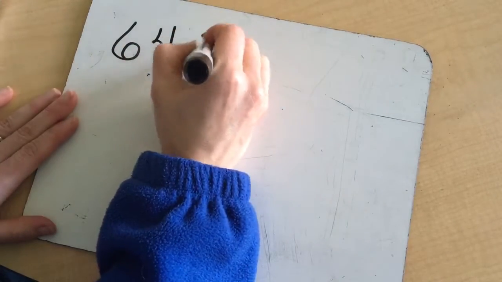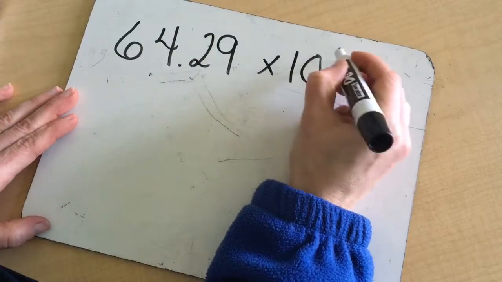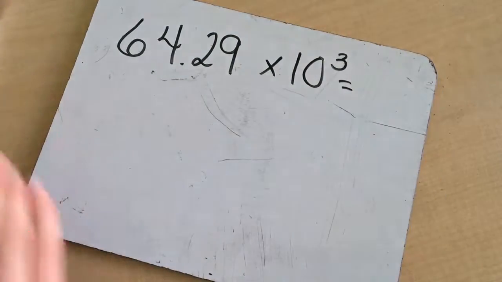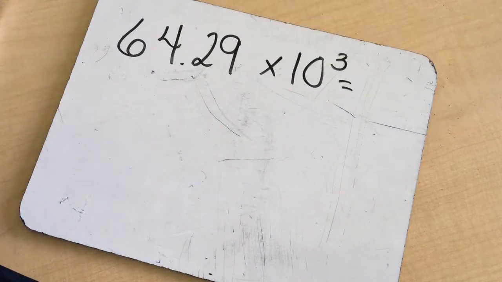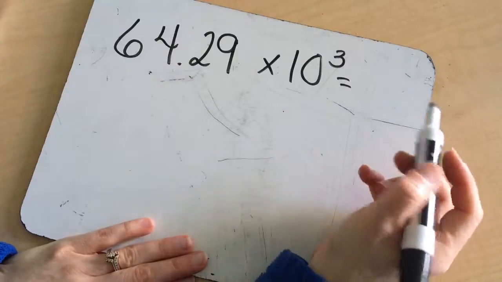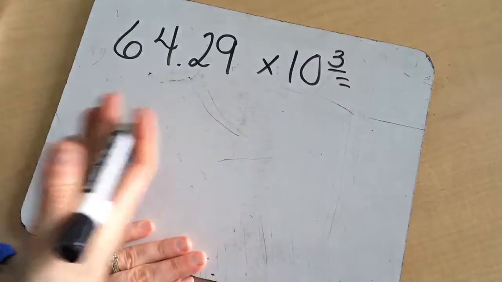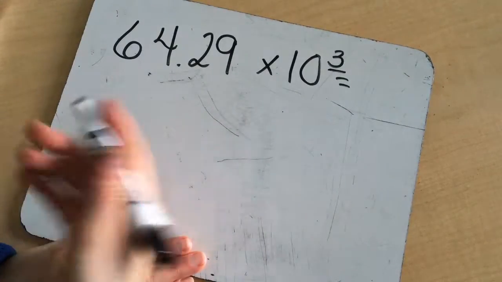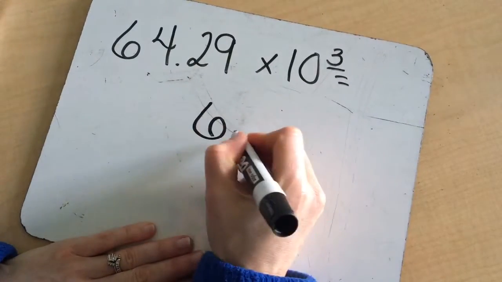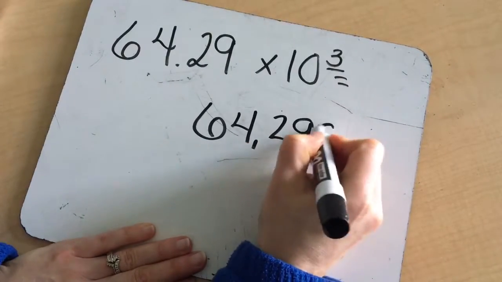All right, go ahead and try this one on your own. 64 and 29 hundredths times 10 to the third. See if you can figure that out. Pause. All right, so we've got to the third power. It means I'm shifting to the left 3 times. So my new answer is 64,290.